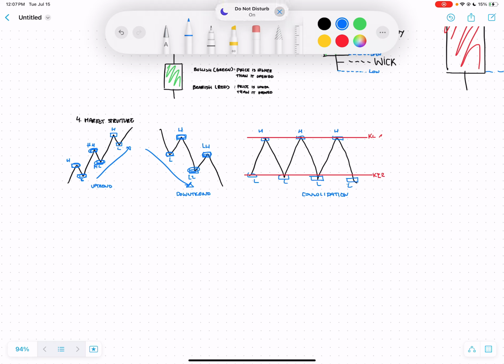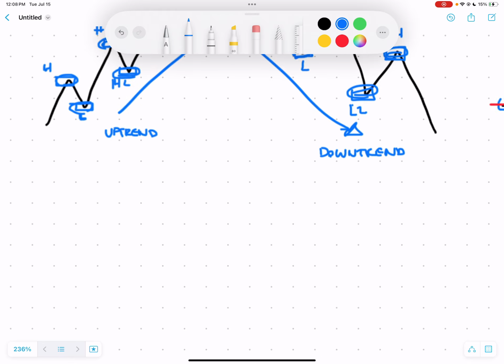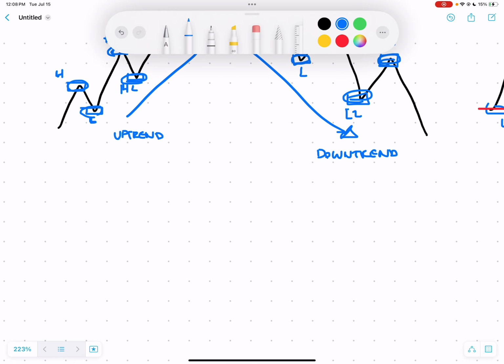So, how do we read the market's intent? How do we anticipate the direction of the market? This is where we have these terms called break of structure, change in character, liquidity sweeps. Okay? But before that, let me make a link between the candlesticks and the trends.